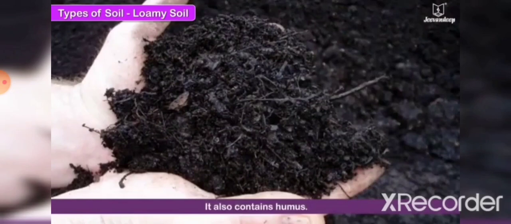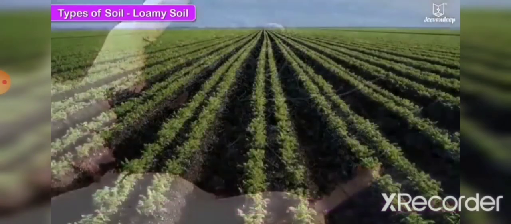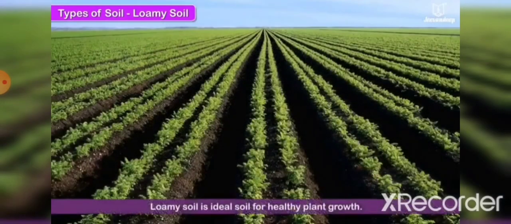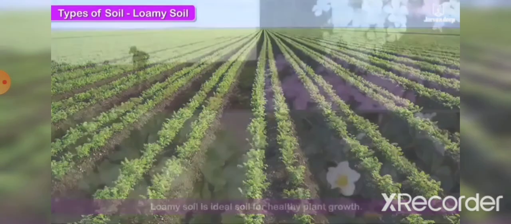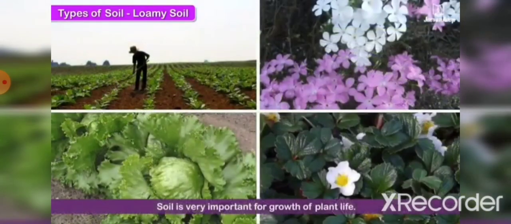It also contains humus. Loamy soil is the ideal soil for healthy plant growth. Which soil is mostly used for plowing the field and everything? Loamy soil.